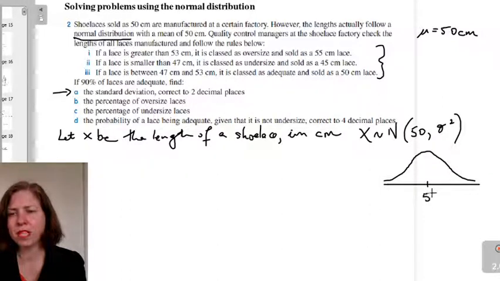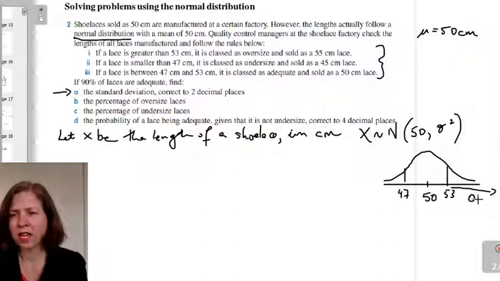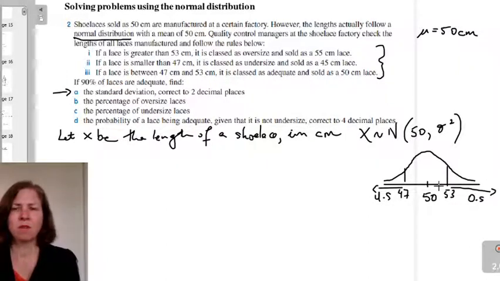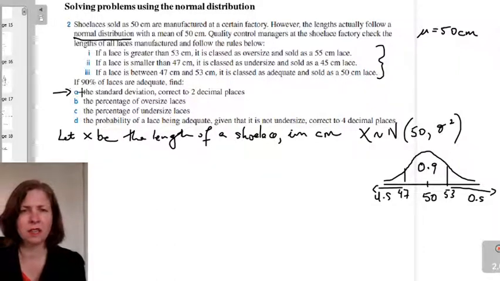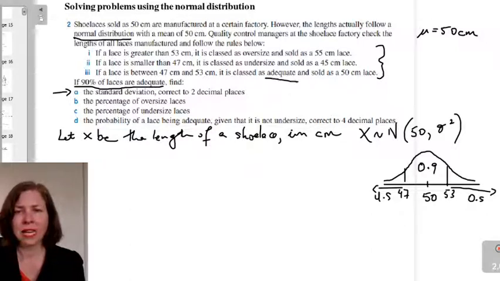The mean is 50, and I know that I've got these important boundaries at 53 and at 47. If I'm to the right of 53, I'm oversized, and if I'm to the left of 47, I'm undersized. But importantly, I also know that this area in here is 0.9 because that's given to me here. 90% of laces are adequate. Adequate means it's between 47 and 53.